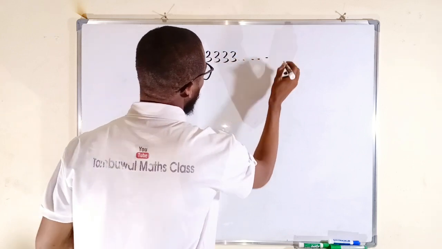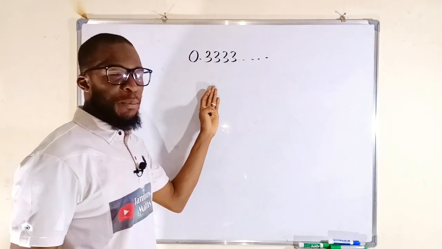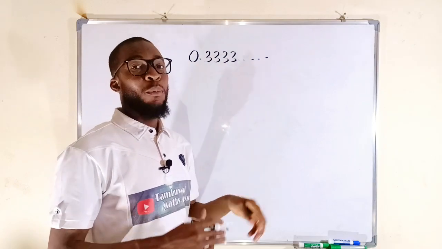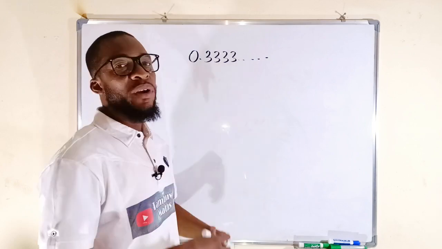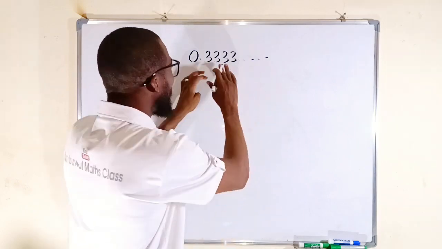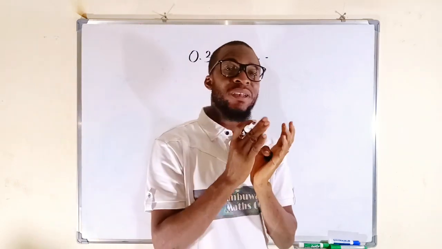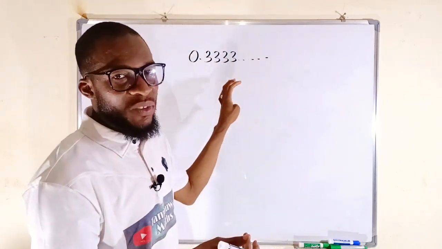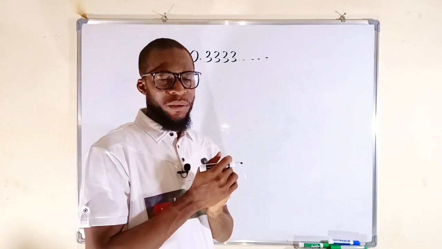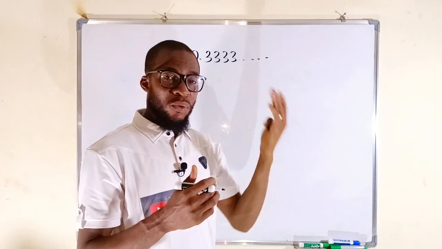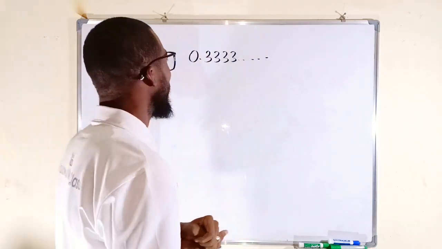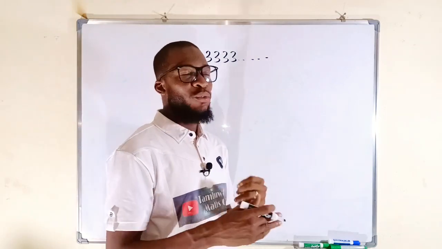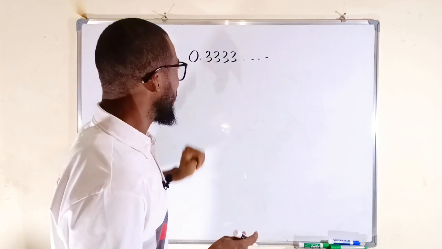0.3333, it means what? This is non-terminating because you can see we have a lot of these threes. But it is recurring because 3 keeps on repeating itself. So this type of decimal we regard it as what? Non-terminating but a recurring decimal. And it can be expressed as a rational number, as numerator over the denominator. So how can we do that? Let a variable like x, y, z, and so on be equal to this number.